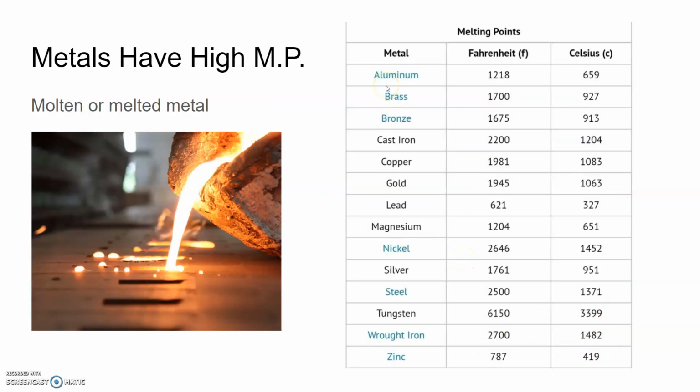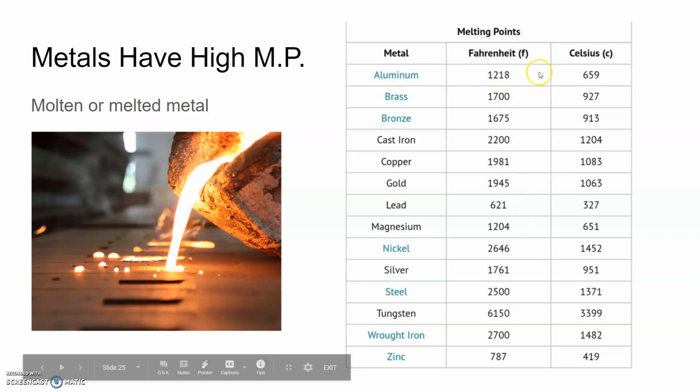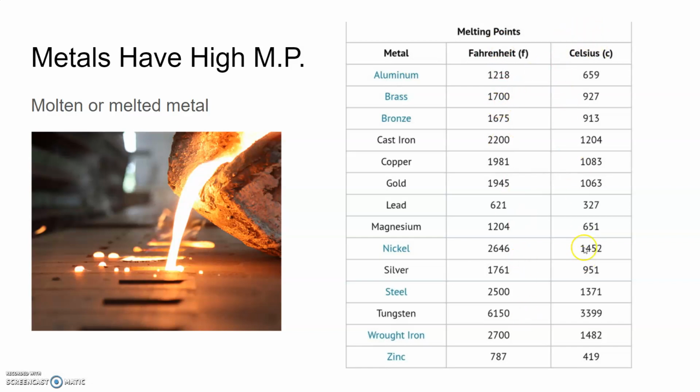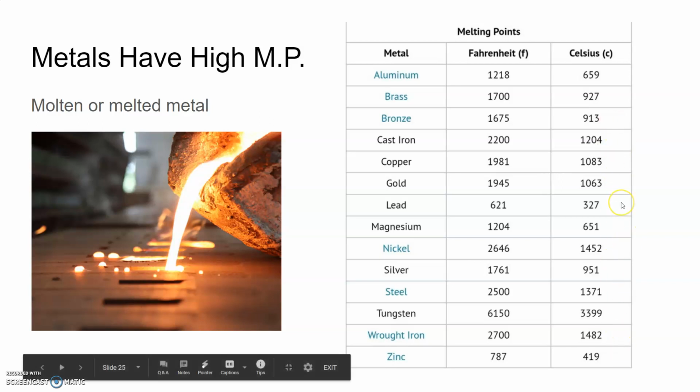And you can take a look at some of their melting points. This column here is in Fahrenheit, which scientists typically don't look at. So let's focus on the Celsius. You will see here that the melting points of metals are in the high hundreds or in the thousands of degrees Celsius. All right, so they have really high melting points because of their bonding.